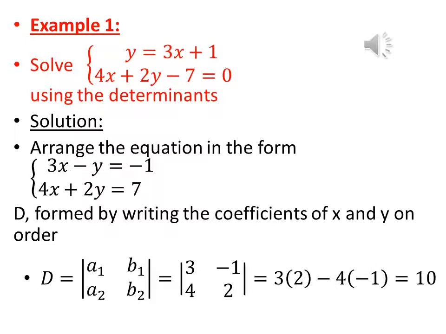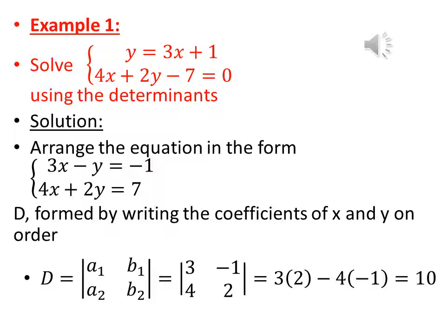We use the determinant to solve a system of equations. We have a system of two equations. Each equation has x and y, two variables. The second equation also has x and y. To solve these equations by determinant is very easy. It's called Cramer's rule.